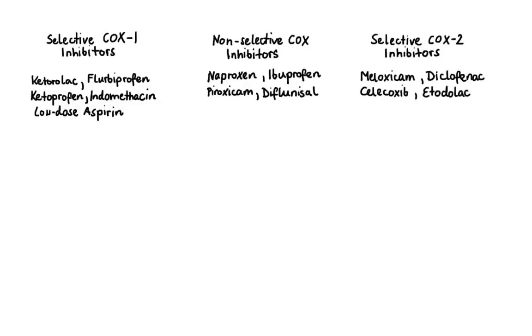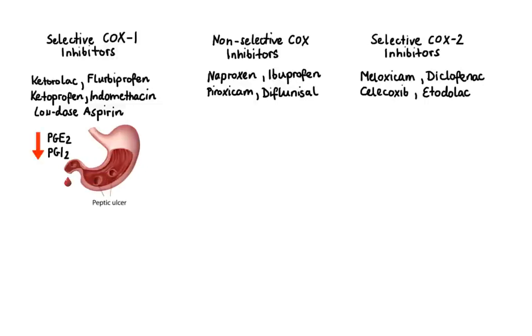Now, this relative selectivity for the COX enzymes explains some of the differences in efficacy and safety of these NSAIDs. So the most common adverse effects of NSAIDs occur in the gastrointestinal tract. This is where COX-1-mediated production of prostaglandin E2, PGE2 for short, and prostacyclin, PGI2 for short, plays an important role in the synthesis of protective mucus as well as regulating normal gastric blood flow. This is why inhibition of COX-1 increases risk for GI bleeding and peptic ulcers. Agents that are more selective for COX-1 are associated with the highest risk.